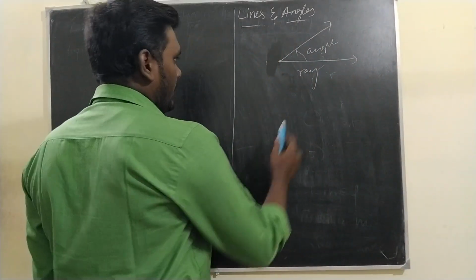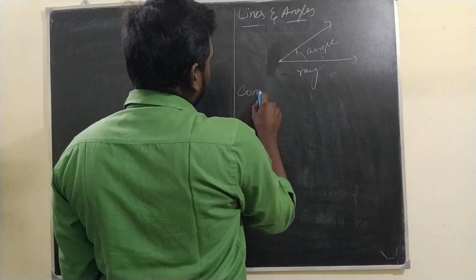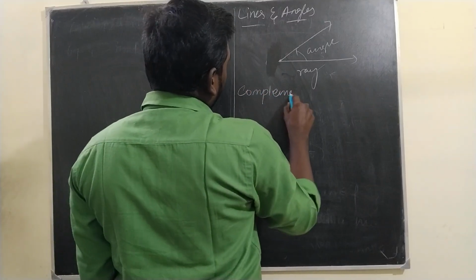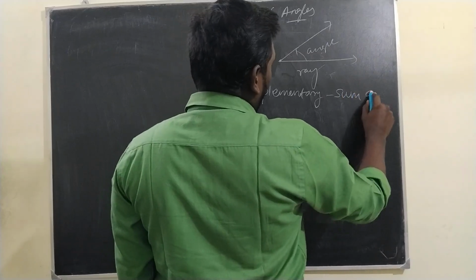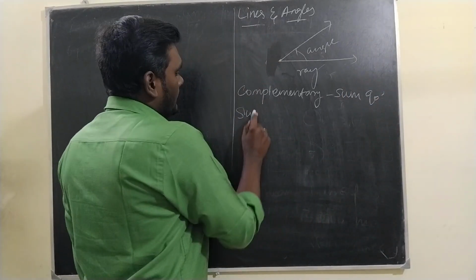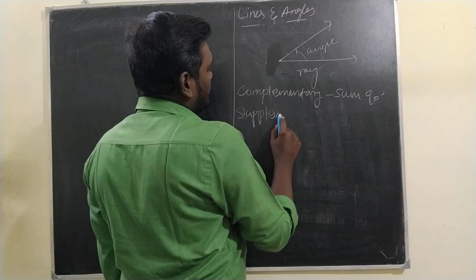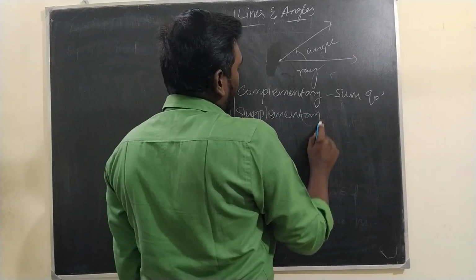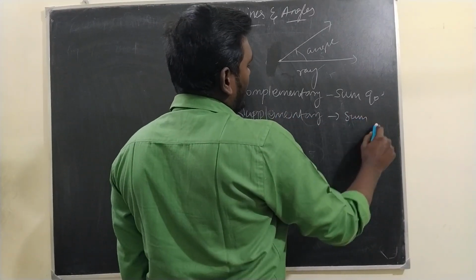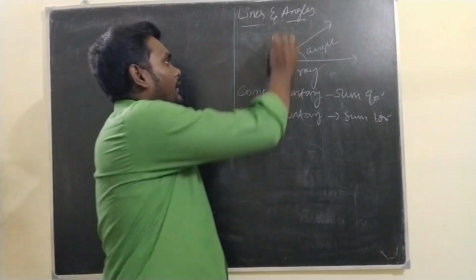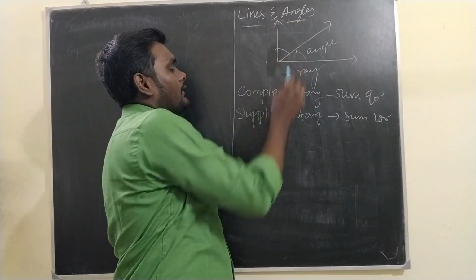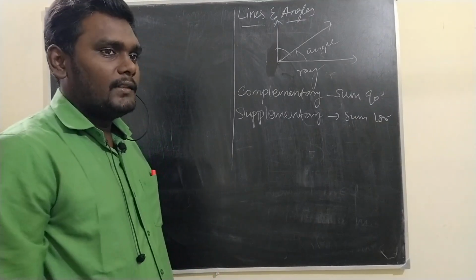One is complementary, the other supplementary. Complementary means what? (90°). Supplementary is the sum of two angles 180°. Likewise, if more than one angle is associated with this, then we call these adjacent angles.